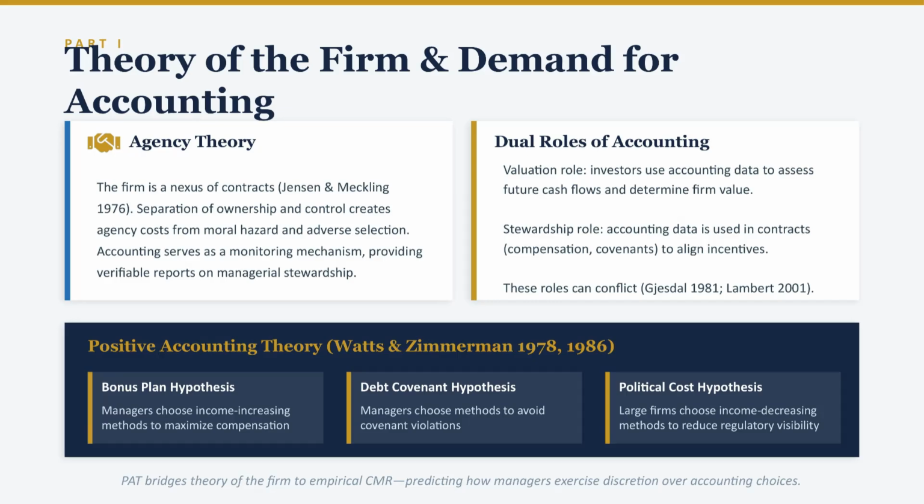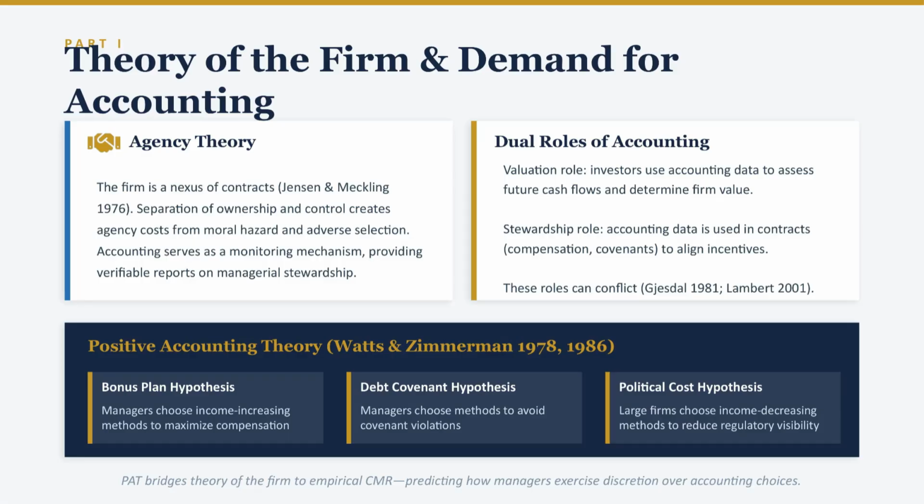Agency theory, the dominant framework in this literature, posits that the separation of ownership and control creates agency costs arising from moral hazard. Managers may shirk or consume perquisites, and adverse selection. Managers possess superior information about firm value.